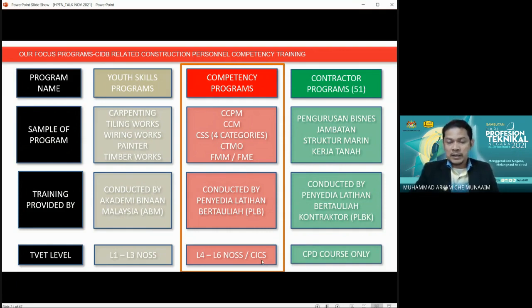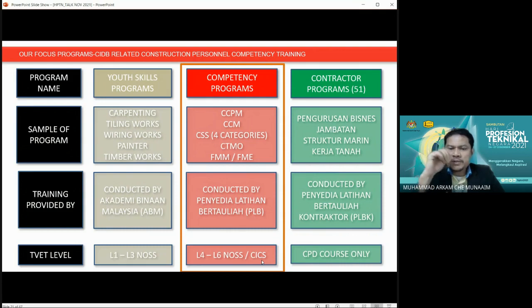Not only NOS, CIDB also works with their own CICS. So NOS and CICS are actually peer partners. When we talk about delivering the standard quality of our competent person, what describes them? The description of a competent person really comes from NOS or CICS.